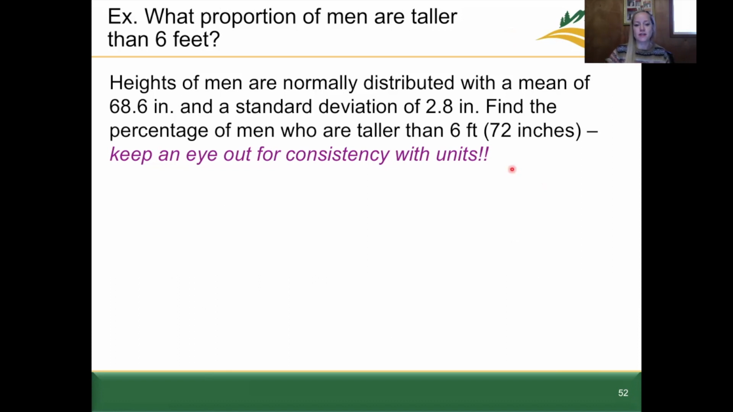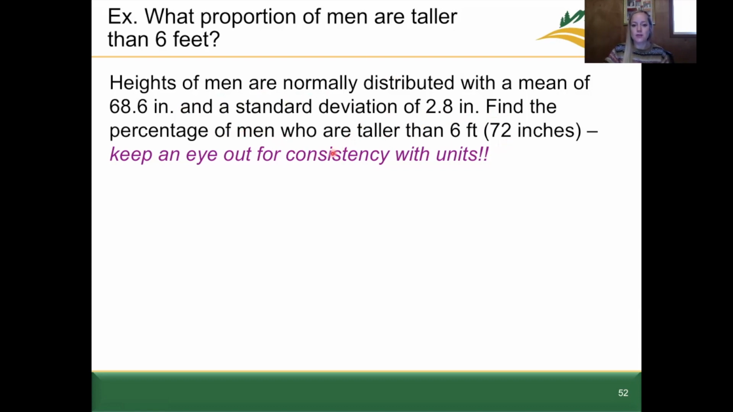So we're going to answer, what proportion of men are taller than 6 feet? The information in the question that we're given is that heights of men are normally distributed, so that's an important detail, with a mean of 68.6 inches and a standard deviation of 2.8 inches. We're asked to find the percentage or proportion of men who are taller than 6 feet, or 72 inches.